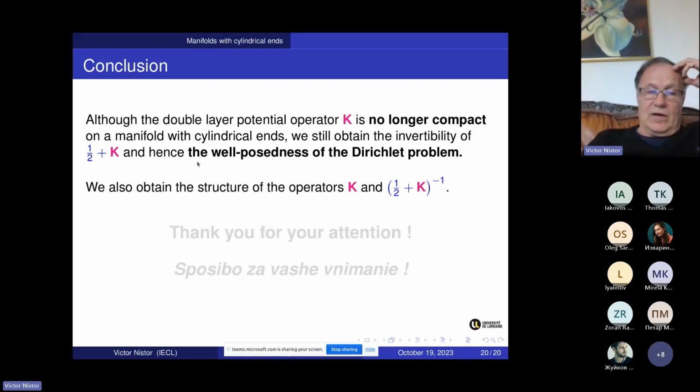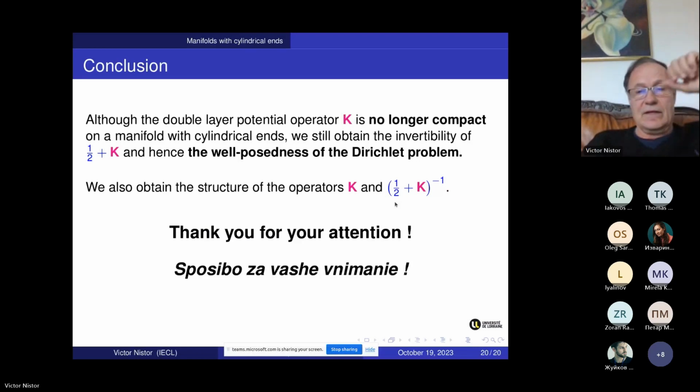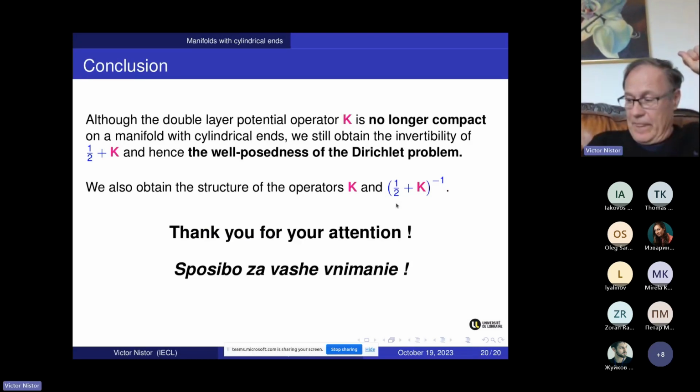A nice thing about the approach using layer potentials is that it gives the structure of K and of the inverse, so it gives more precise formulas. Thank you very much for your attention.